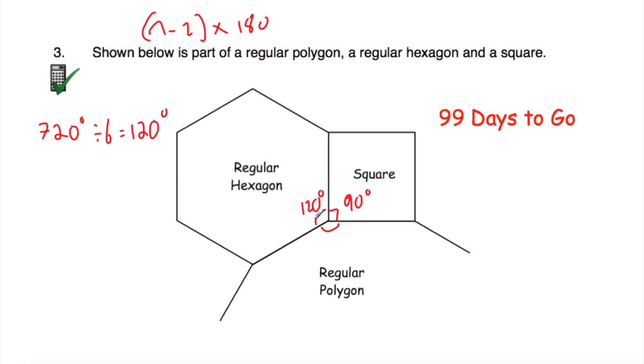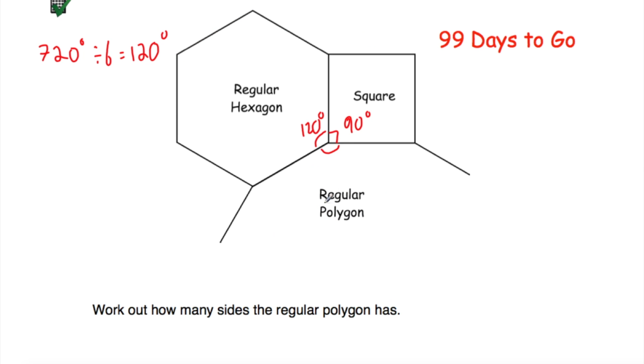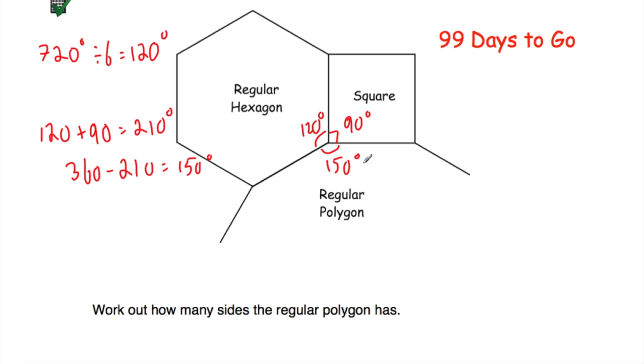Now we've got the sides of these two angles. Now in terms of the question, we're asked how many sides the regular polygon has. So we're looking at this regular polygon now. It'd be great if we knew the size of this angle, and these three angles add together to be 360 degrees. So 120 plus 90 is equal to 210 degrees. So 360 take away 210 is equal to 150 degrees. So that means this is a 150 degree angle. So that means the interior angles in this regular polygon are all 150 degrees.